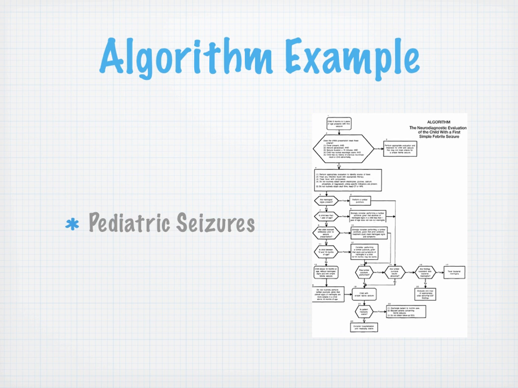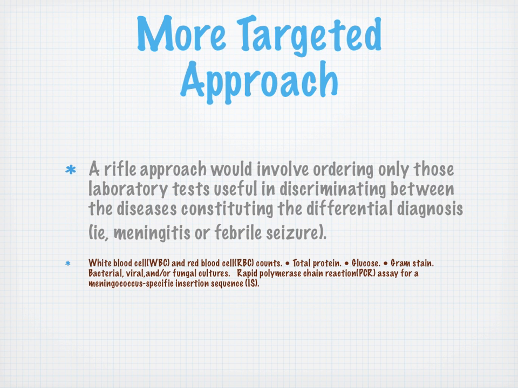That thing is so small I can't even read it. And then next we have our more targeted approach. So a rifle approach would involve ordering only those lab tests used to discriminate between the diseases that constitute the differential diagnosis. So you've come up with meningitis and febrile seizure. There's the list of blood tests that you would order for a differential diagnosis of meningitis and febrile seizure.